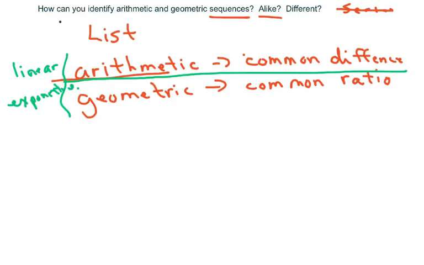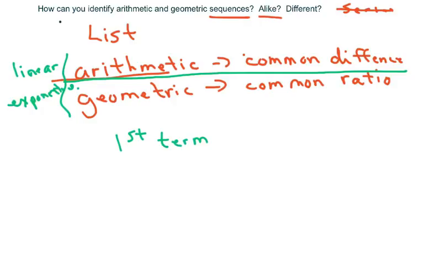Okay? Now, how are they alike? They both have a first term, and they're a list, and you can find the patterns very easily. And I'm sure you can find more similarities and differences.